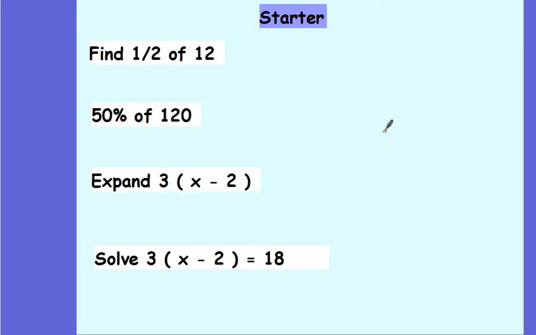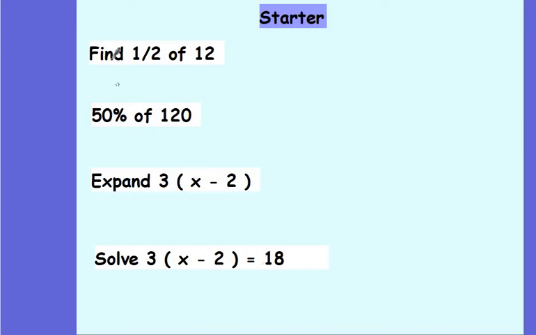Here's a quick starter for you. Can you find for me a half of 12? Can you find 50% of 120? Can you then expand the bracket 3 lots of x take away 2? And then can you use that to solve the equation 3 lots of x take away 2 equals 18? Pause the video and have a go at those questions in your light blue books now please.